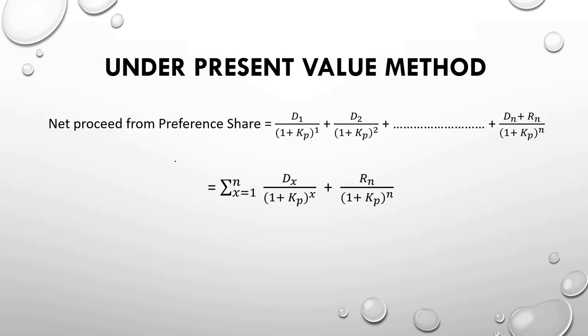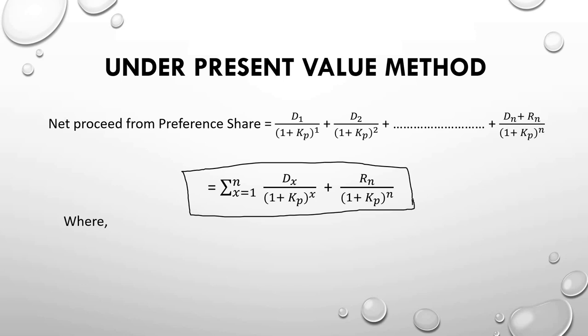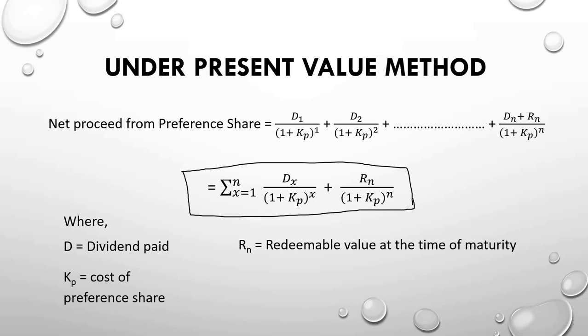Now if we talk about the present value method, what we have to do is convert all the future cash flows into the present. And if we convert it, it will become like this: summation of D upon (1 plus KP) raised to power t, t from 1 till N, plus redeemable value upon (1 plus KP) raised to power N. This will be the equation that we form whenever we are doing the present value method. So that is nothing but just a simple annuity part. Where D will be your dividend paid, KP is again your cost of preference shares, RN will be redeemable value at the time of maturity, N will be your number of years to maturity.